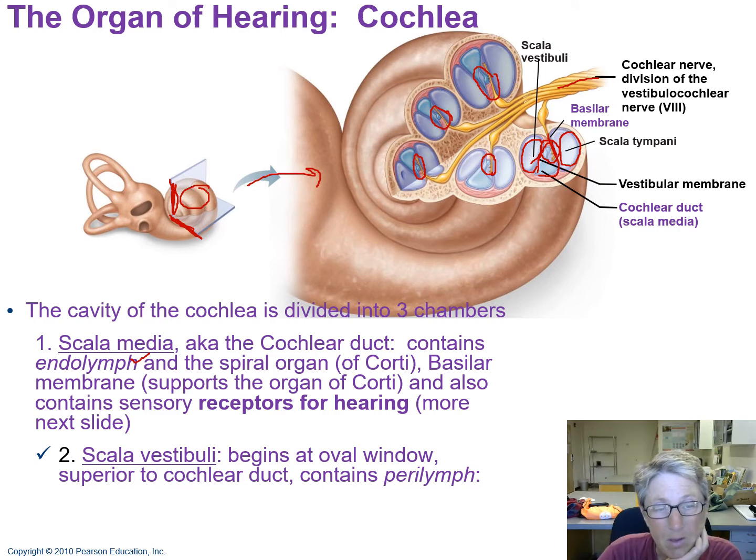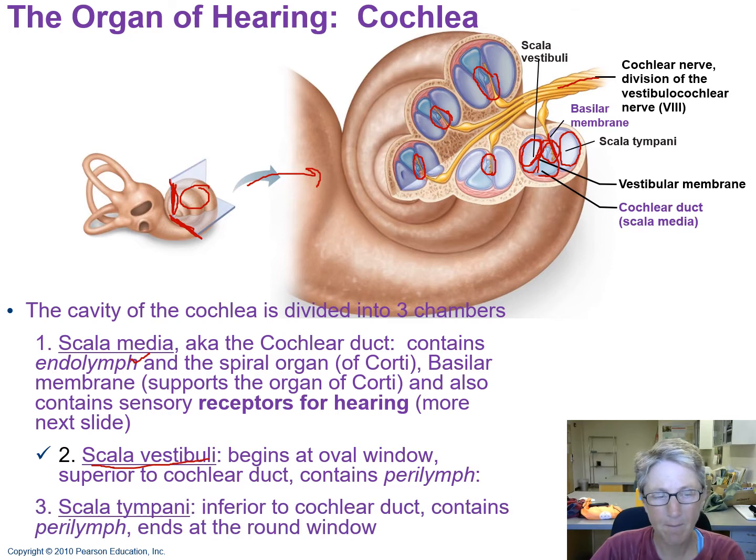Then within the cavity of the cochlea, the next chamber is the scala vestibuli. So that's this one right here. It actually begins at the oval window, and it's superior to the cochlear duct. It contains not endolymph, but a fluid called perilymph.